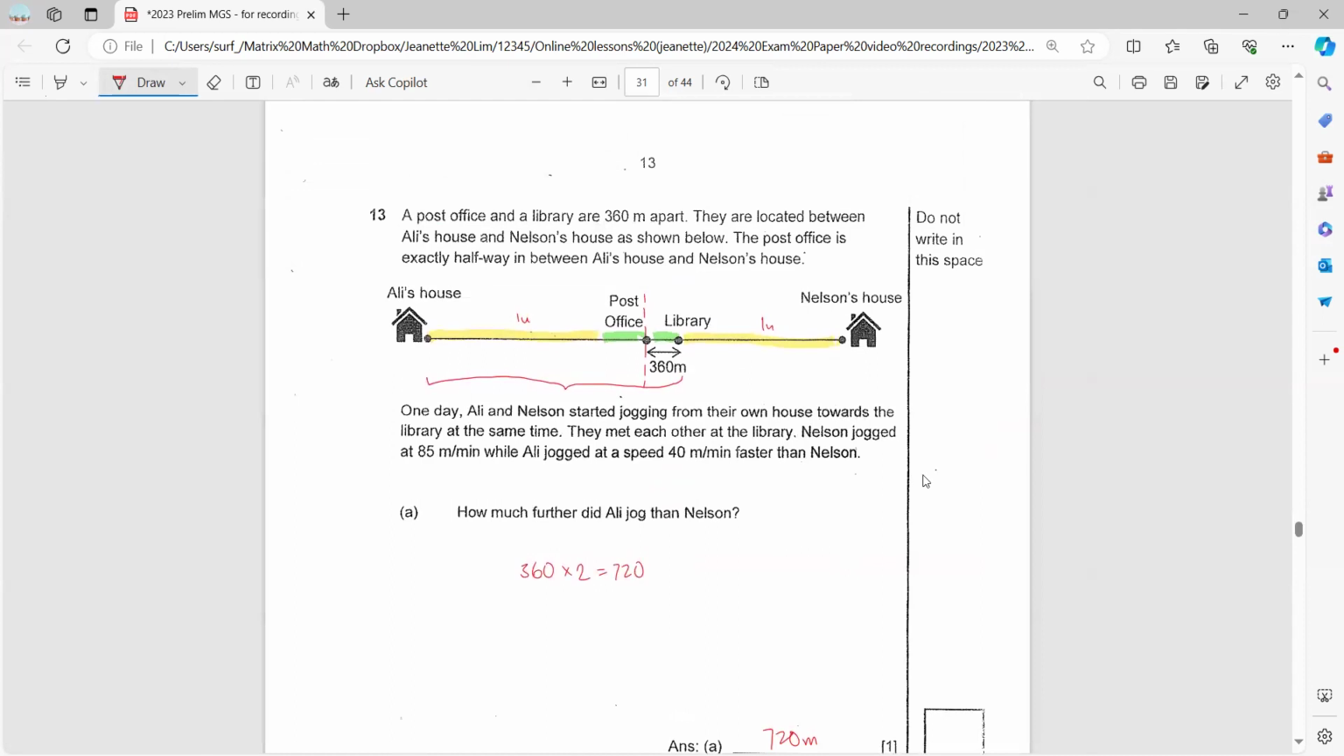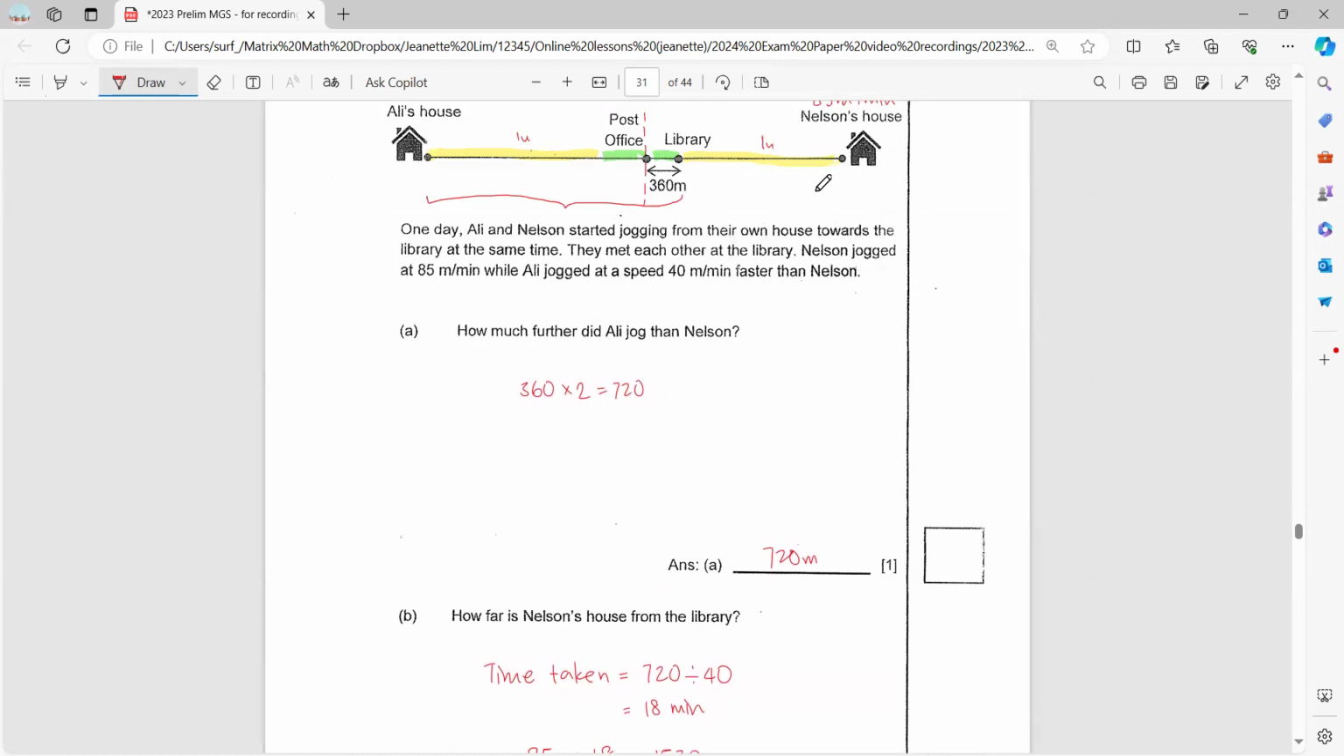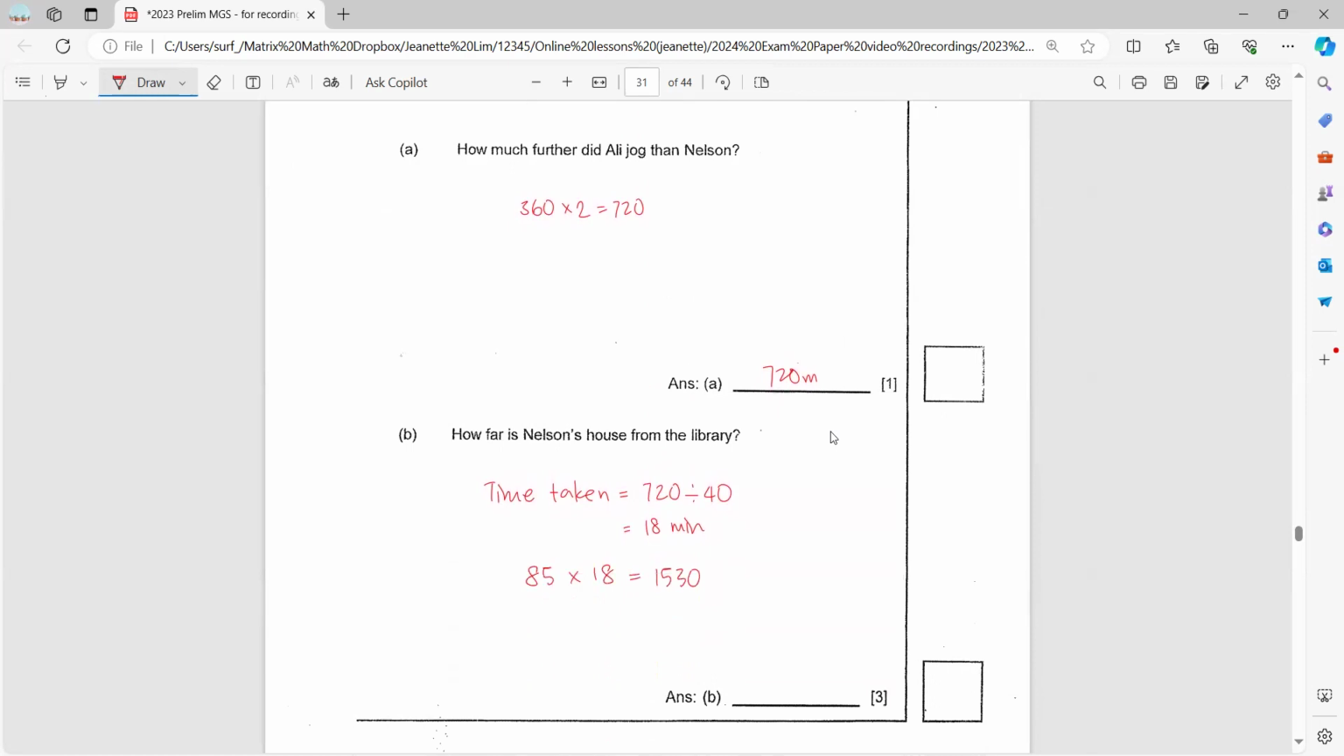Now back to the question, they said that Nelson jogs at 85 meters per minute, right? So for him to jog until the library, if he takes 18 minutes, the distance that he jogged will be 85 times 18. So 85 meters per minute times 18 minutes. He was able to jog 1530 in 18 minutes, which means that is the distance from his house to the library. 1530 meters.